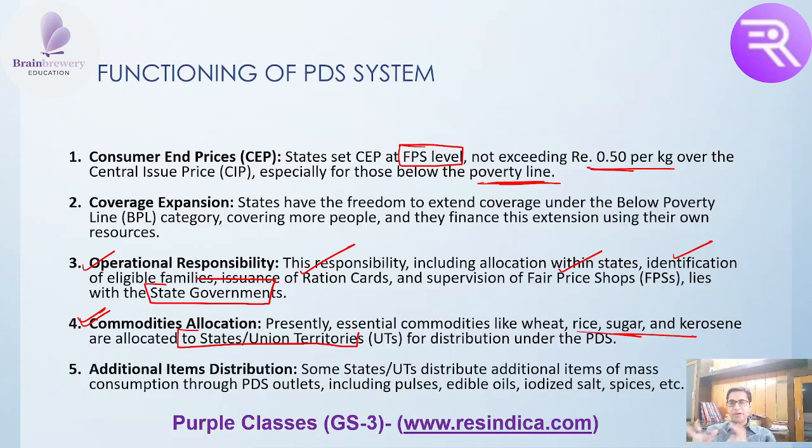So these are the commodities. Normally, commodities like wheat, rice, sugar, kerosene are there. These are the basic commodities which are required by everybody, right? Then additional items: some states also distribute other mass consumption items like pulses, edible oils, iodized salt, and spices, which are in demand at that place.